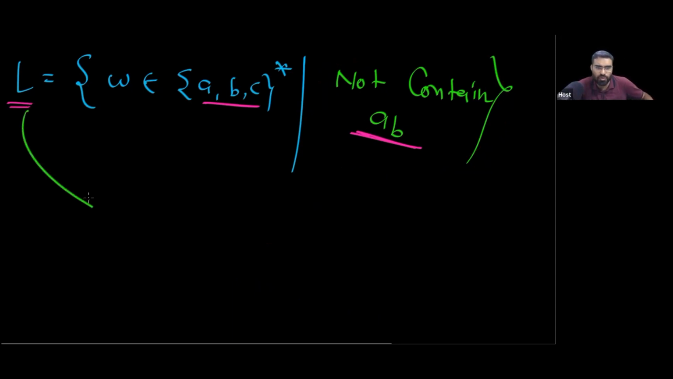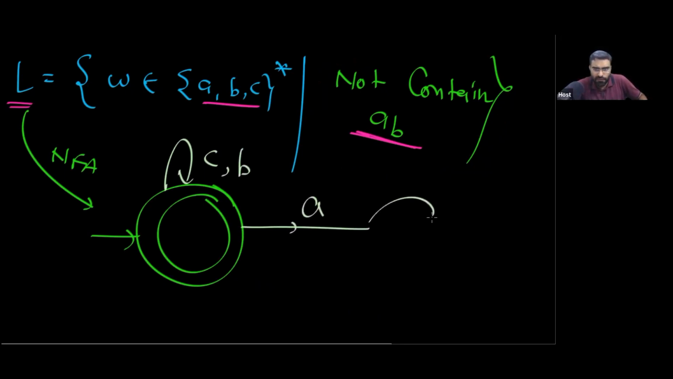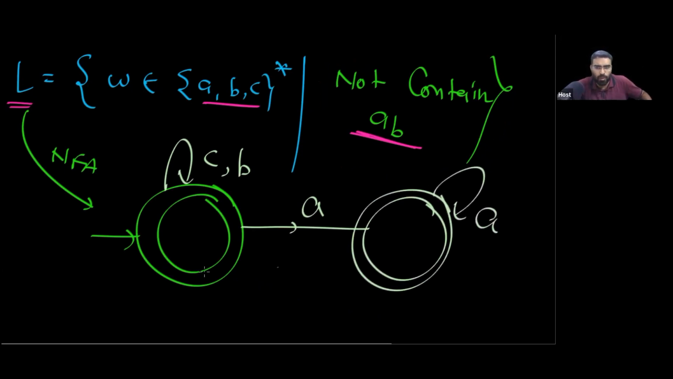So first, what can I do? I can create an NFA for this language. What will be the NFA? The NFA will be like this. See, any number of C can come. There is no problem with C. There is no problem with B also. But if A is coming, any number of A can come. I have no problem.